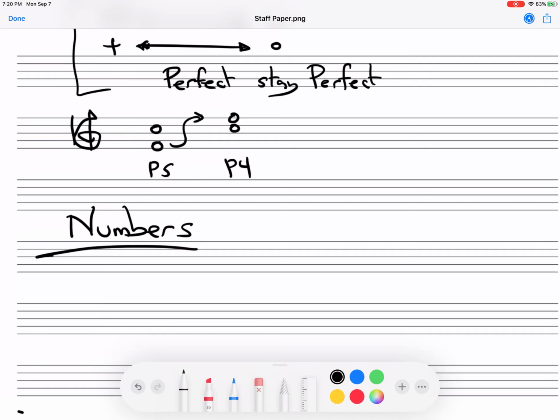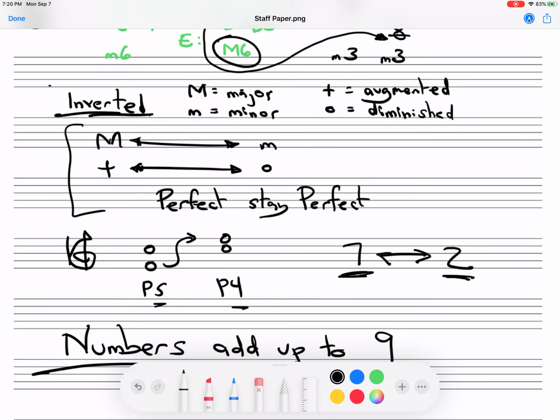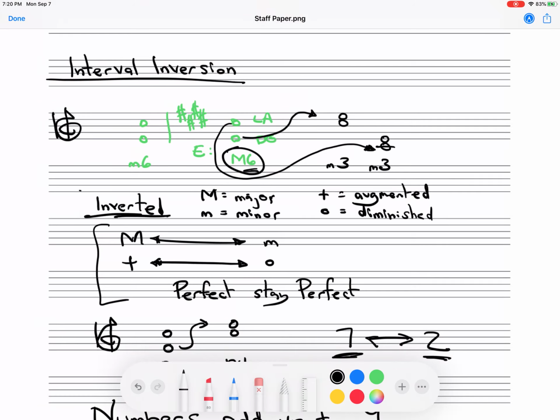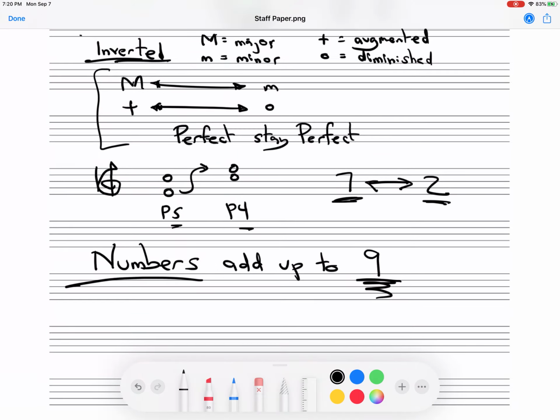actually I'm going to say the numbers, they add up to 9. So whatever the number was, when you invert it, the other number is going to add up to 9. So a seventh, well, what does that become? Seventh becomes second. All right, I hope this is simple. A seventh becomes a second, a second becomes a seventh, a fifth becomes a fourth, a third becomes a sixth. So the two numbers, when you invert, they add up to 9.